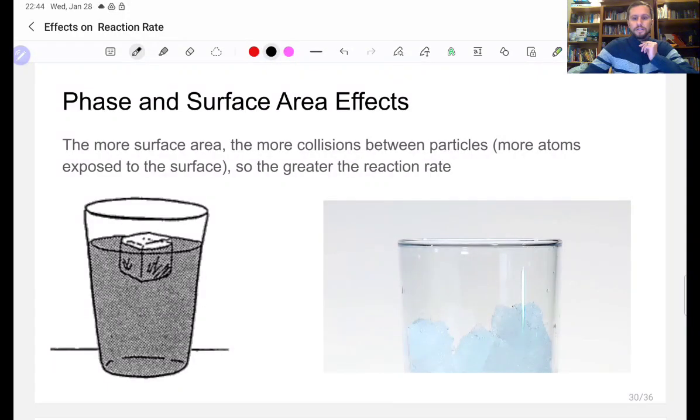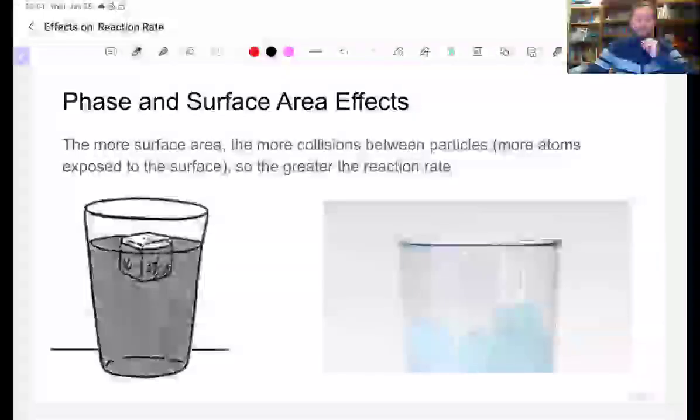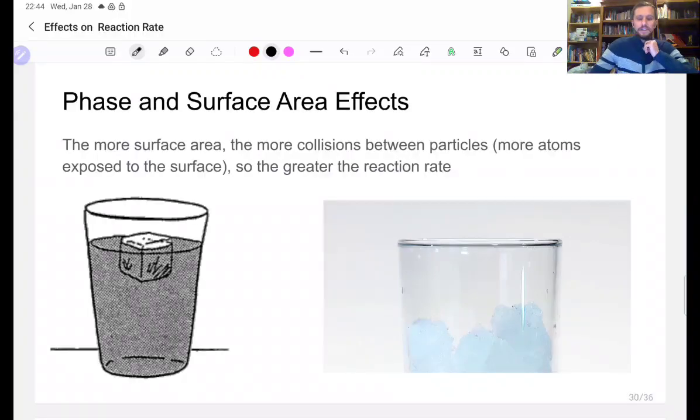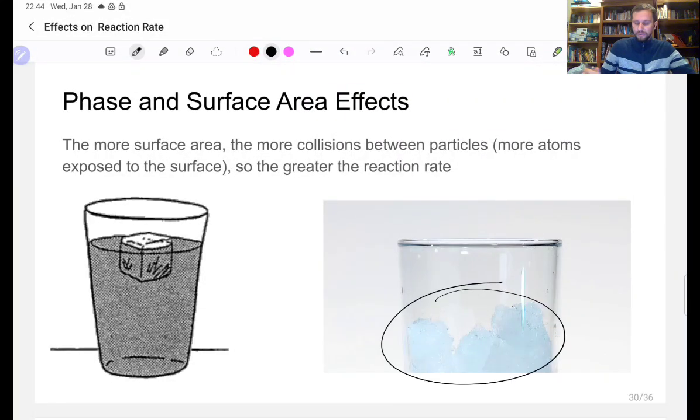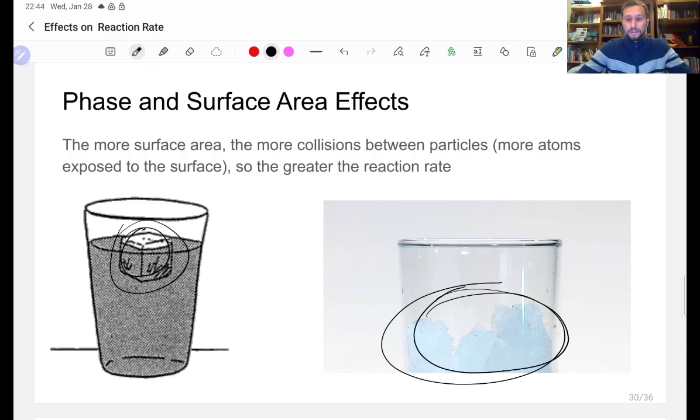Okay, some other effects. Phase and surface area. The more surface area, the more collisions between particles, because there are more atoms exposed, so the greater the reaction rate. And this also deals with the transfer of heat too. For example, if you have shredded ice or a bunch of little pieces of ice, it makes the water colder faster than one ice cube. Same for a chemical reaction. If you had a metal reacting with an acid in a liquid and it was one block, it's going to react a lot slower than powder or little pieces of the metal. So the more surface area, the more total atoms that are exposed and the less that are hidden inside. And so the greater the rate of reaction, because more collisions are happening.